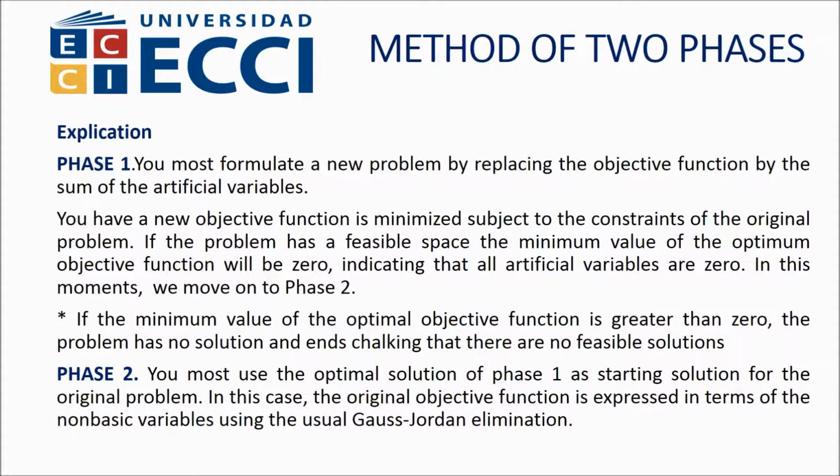If the minimum value of the optimal function is greater than zero, the problem has no solution and ends, showing that there are no feasible solutions. Phase 2. You must use the optimal solution of phase 1 as a starting solution for the original problem. In this case, the original objective function is expressed in terms of the non-basic variables using the usual Gauss-Jordan elimination.